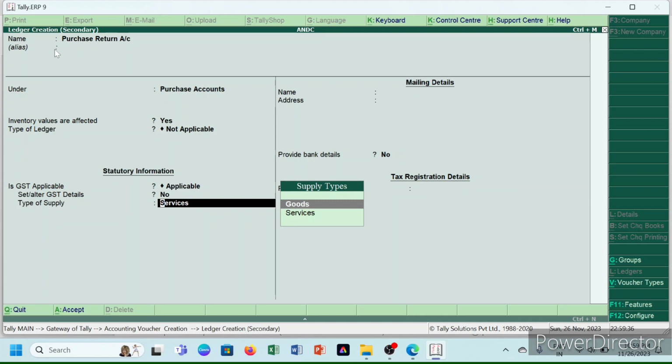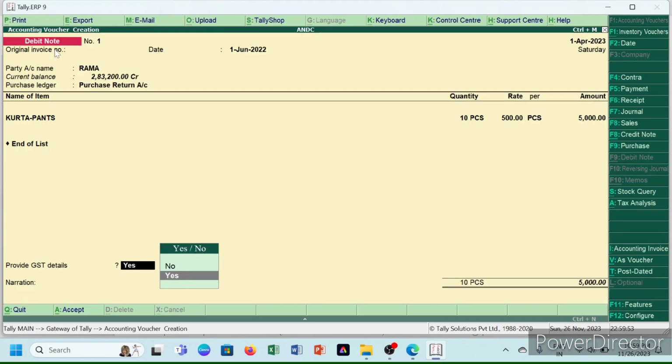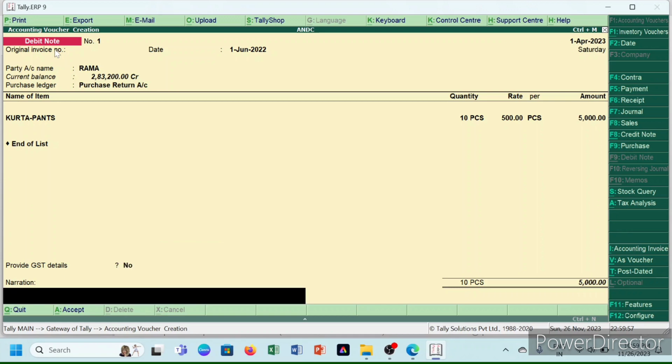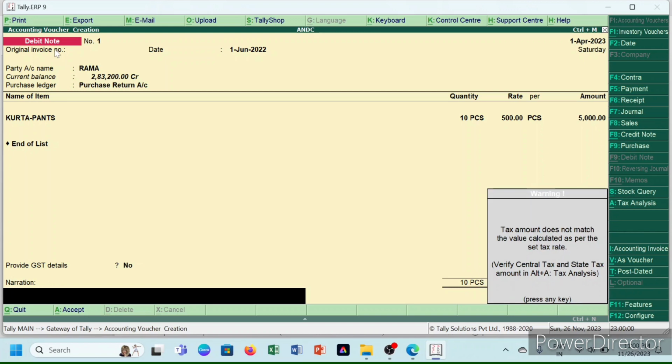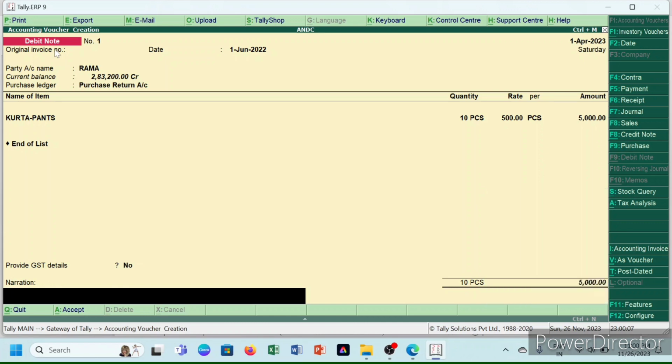Kurta pants for 10%. No. Since we have GST, CGST will be again.